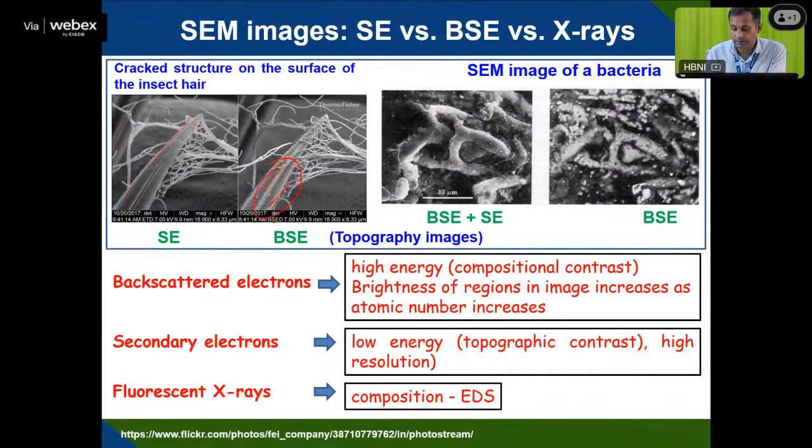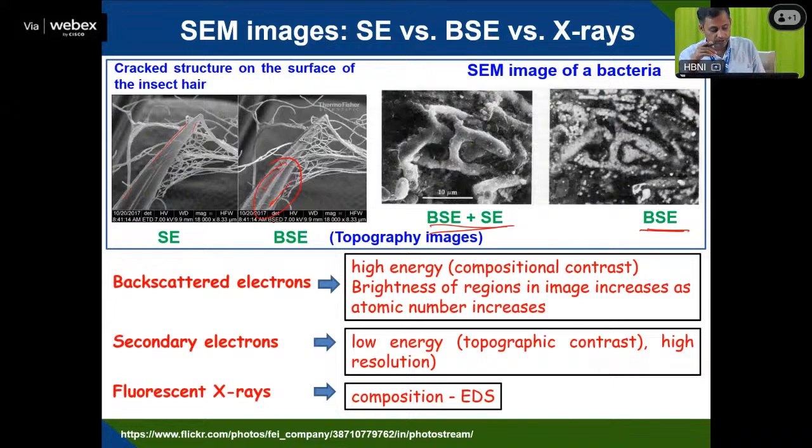But in case of imaging, if you see, it is not only backscatter; backscatter and secondary electrons are both detected simultaneously. If you image using these two, then you can get better clarity images. Backscatter electrons are mainly high energy, and the brightness of the region in the image increases as the atomic number increases. The secondary electrons are low energy, and they are used for topographic contrast, high resolution images.